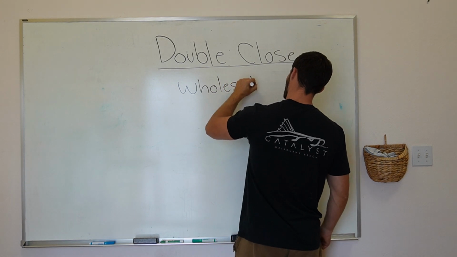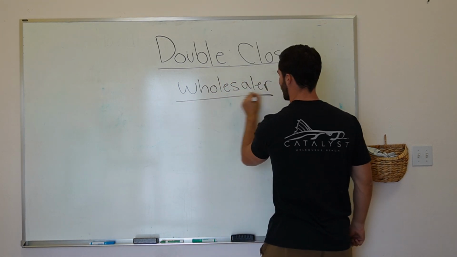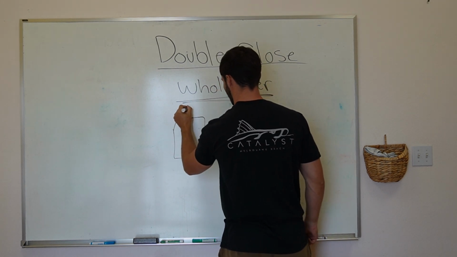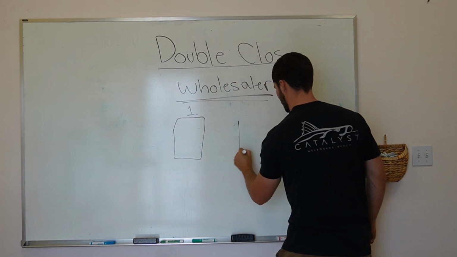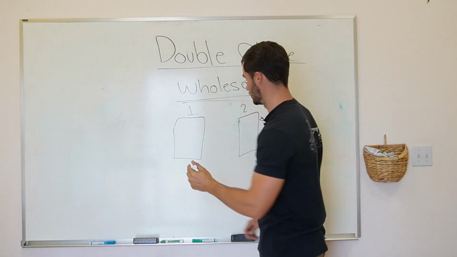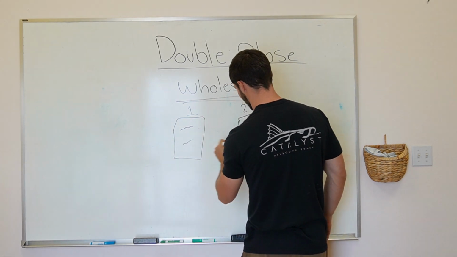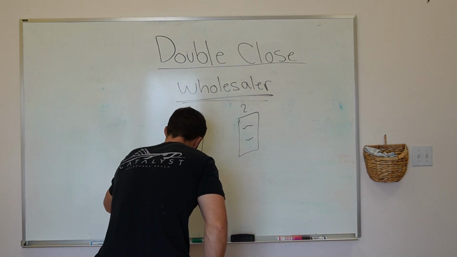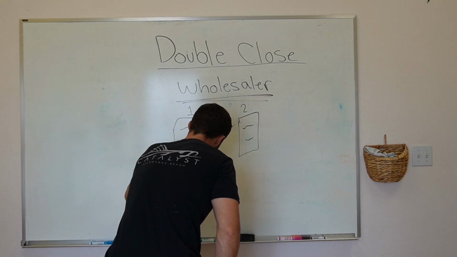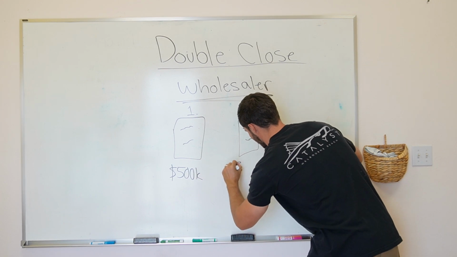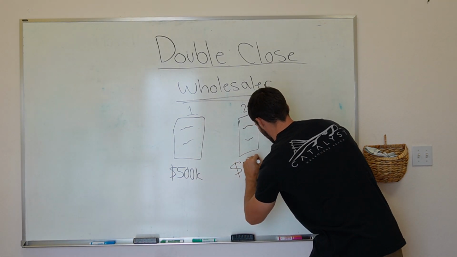Why? Well, by definition, a double close is two transactions, right? You got number one right here and number two. And fundamentally, what is happening on a double closing, right? Here's our first little contract, here's our second one, is that they're getting this thing under contract for, let's say, 500 grand, right? That's the first contract. And then they're selling it for 550,000.